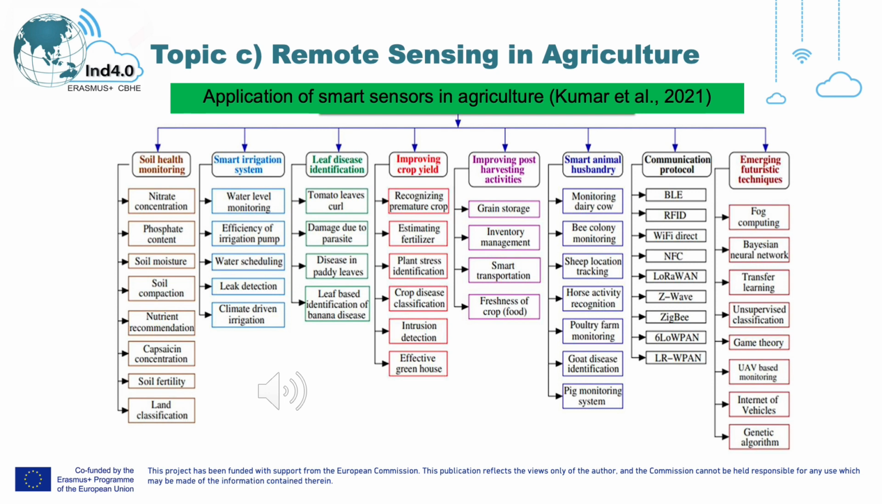The application of smart sensors in agriculture is illustrated by Kumar et al. 2021, which shows the flow of processes using data collected to make decisions on agriculture management. So you can see remote sensing can reveal in-season variability that affects crop yield and can be timely enough to make management decisions that improve profitability for the current crop.